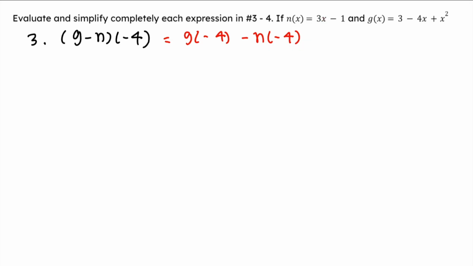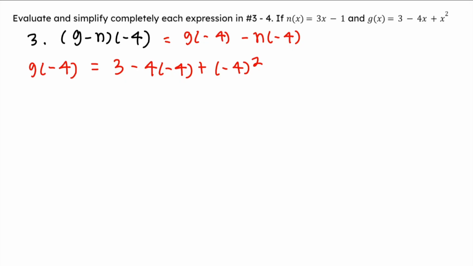So let's start with g of negative 4. G of negative 4. We need to plug in negative 4 into g of x. So that's going to be equal to 3 minus 4 times negative 4 plus negative 4 squared.